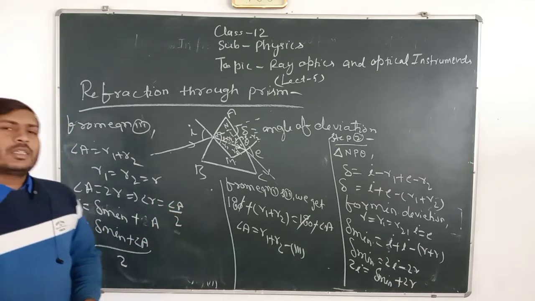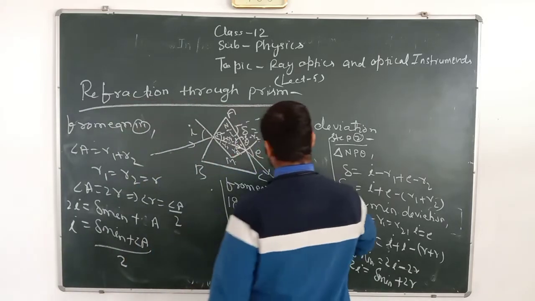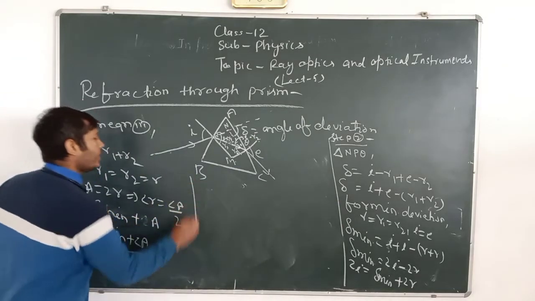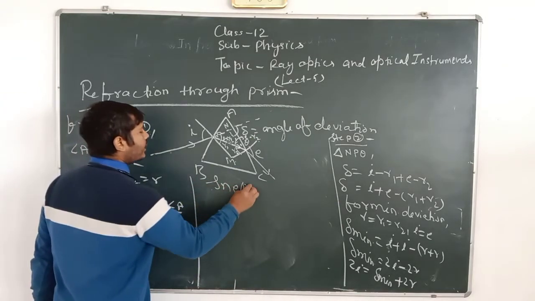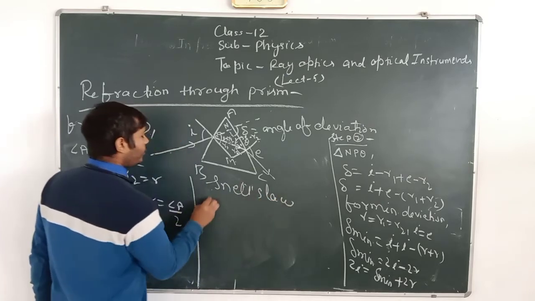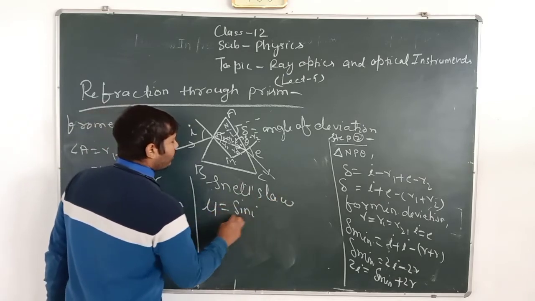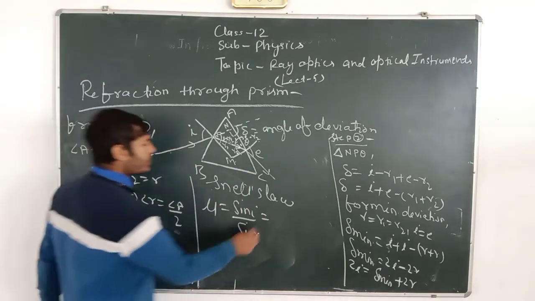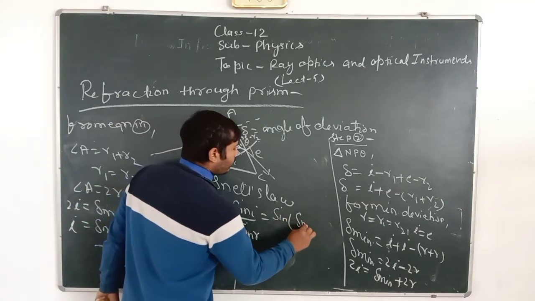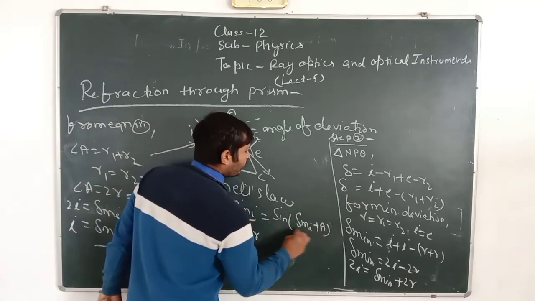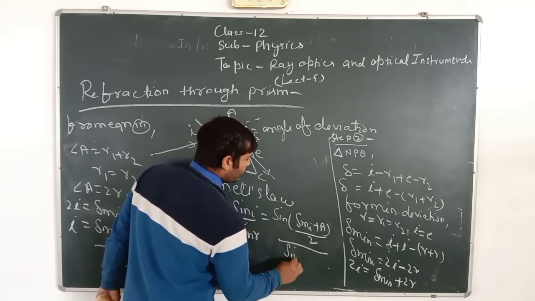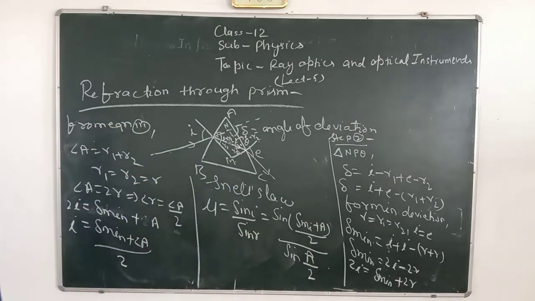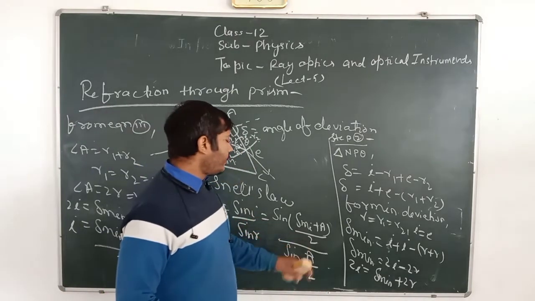So what is Snell's law on this surface? Snell's law states that, I am applying here Snell's law. Mu will be equal to sin I upon sin R, and this will be equal to, I am keeping here the value of sin I, sin of delta minimum plus A upon 2, upon sin A by 2. And when angle is small, sin theta will be theta.